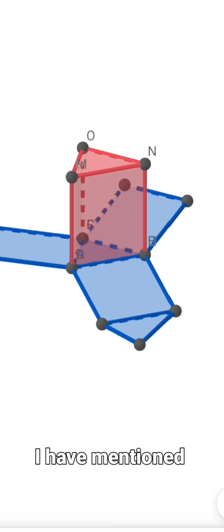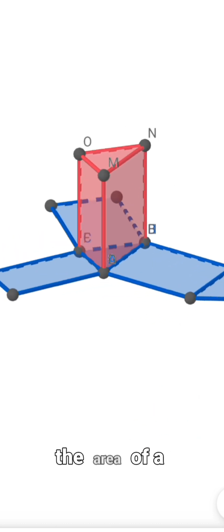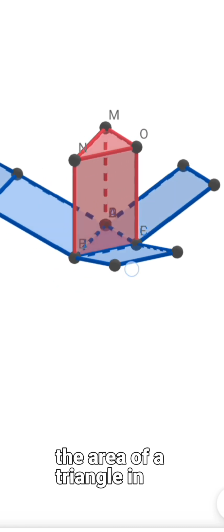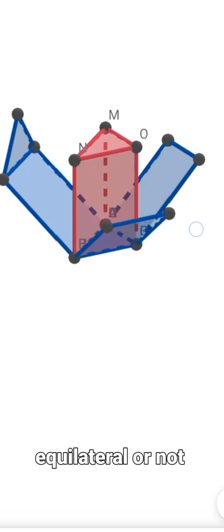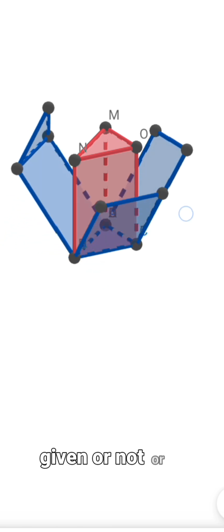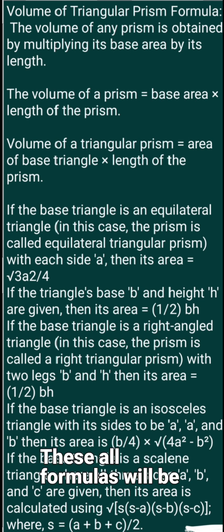I have mentioned all types of formulas which we use to find the area of a triangle in different cases, whether it is equilateral or not, if the height is given or not, or maybe all sides are given but not the height. So you can just go through once. These all formulas will be beneficial for you.